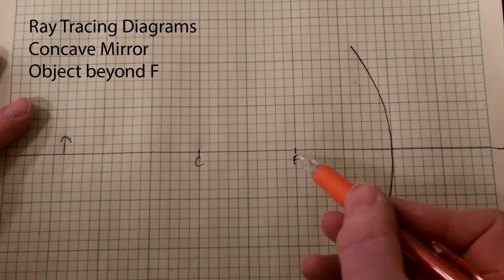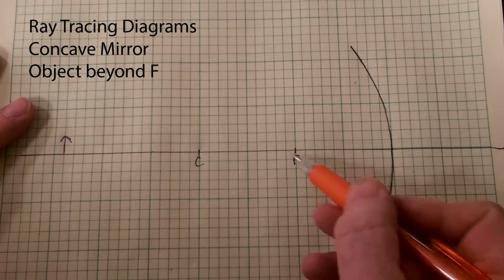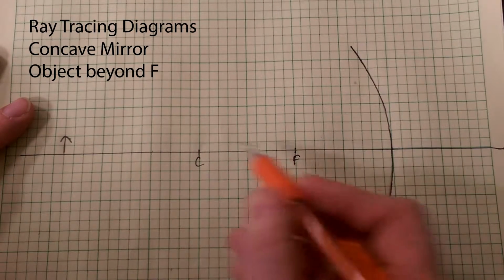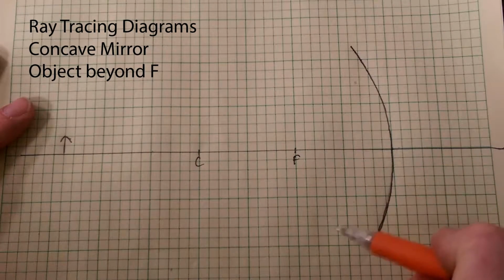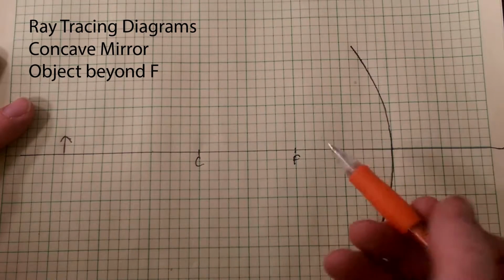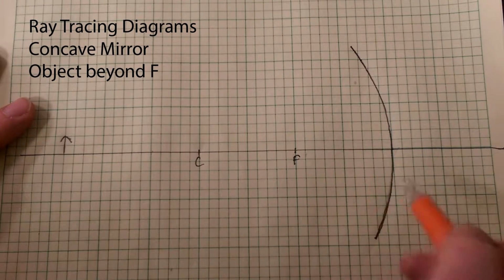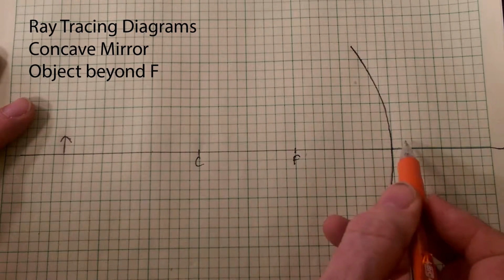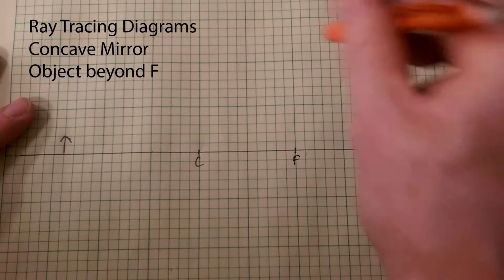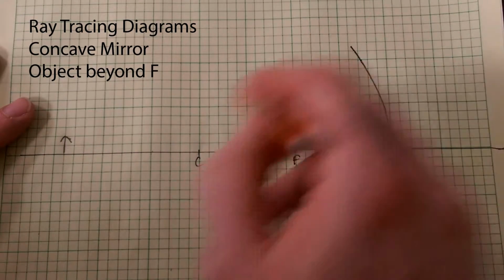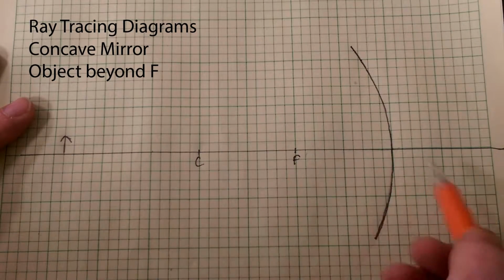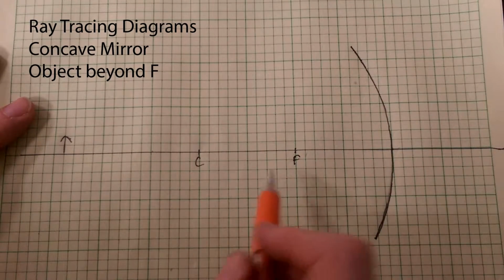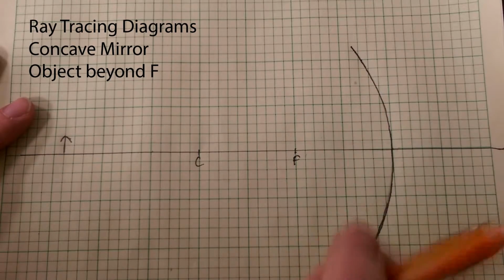The distance between the focal point and the mirror is called the focal length, and the distance between the center of curvature and the mirror is the radius of curvature. And there's a relationship: the focal length is half of the radius of curvature. In fact, when I drew this mirror, I just took a compass, made a little circle segment, and counted out half the distance as the focal point.